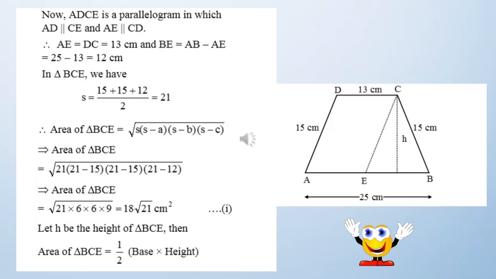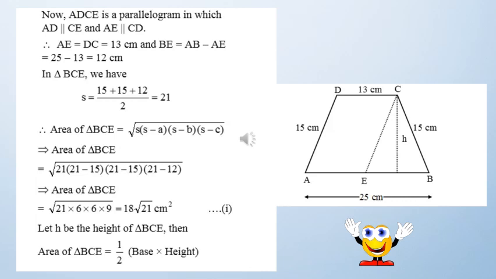So S here comes out to be 21, and when we do Heron's formula, and I am quite sure that all of you have learned this method of finding the area using Heron's formula. So now this area comes out to be 18 root 21.